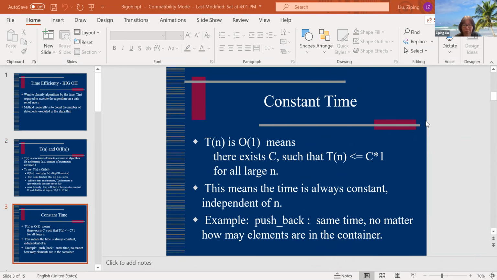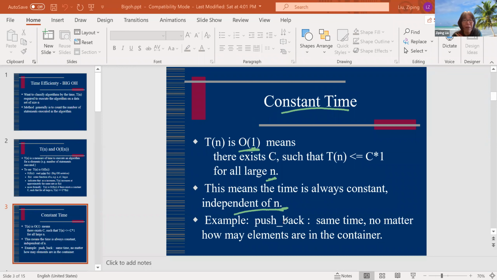Next let's take a look at examples. Sometimes for some algorithm, no matter how many millions or billions of input data, you run that algorithm always the same amount of time. We call that a constant time. To represent constant time, we always write order of 1. So this represents constant time, no matter how large n is. So it's independent of the input size.